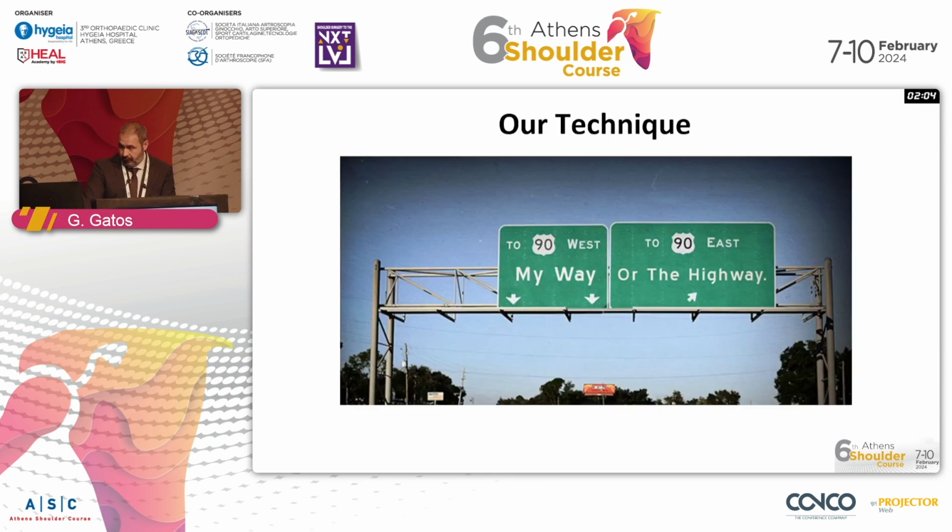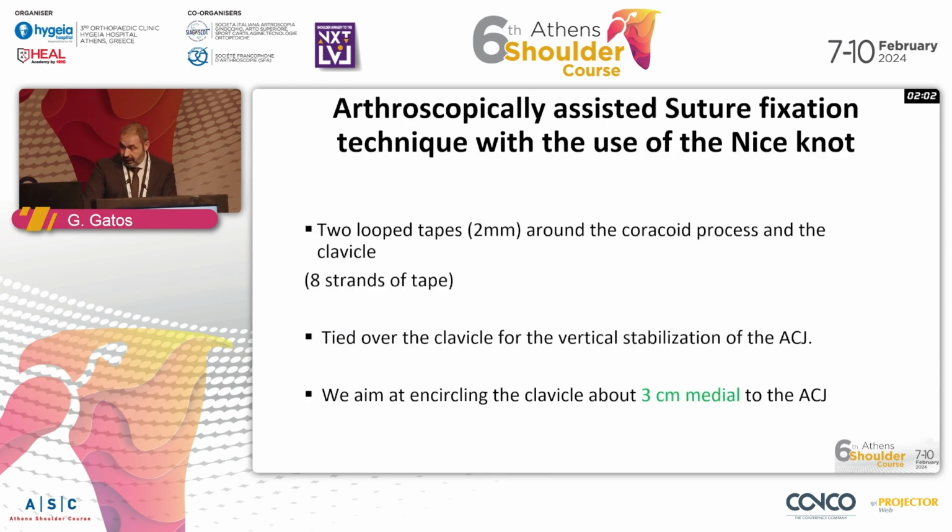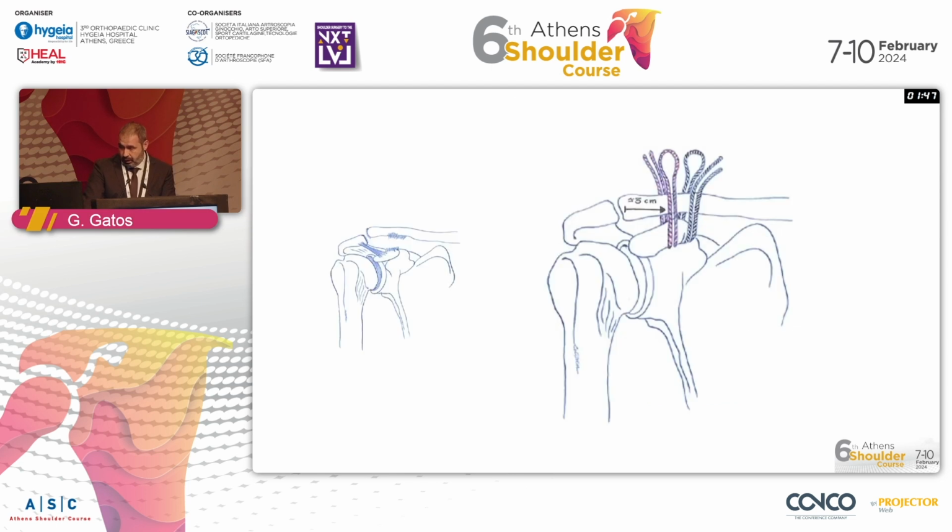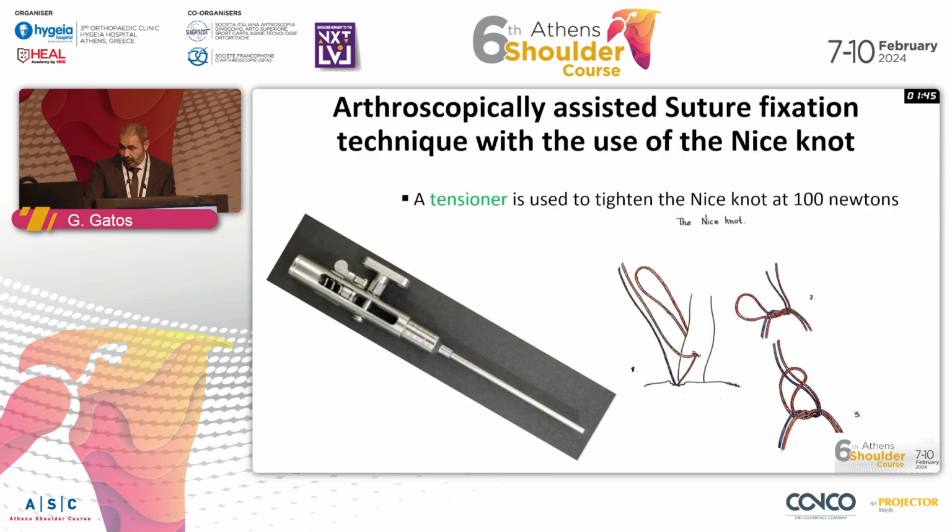So our technique. We use 2 loop tapes, 2 millimeters, around the coracoid process and the clavicle, so we have 8 strands of tape in total. We tie them over the clavicle for the vertical stabilization of the AC joint. We aim at encircling the clavicle about 3 centimeters medial to the joint, as you can see here. We use Nice knots and a tensioner for high load and reproducibility.